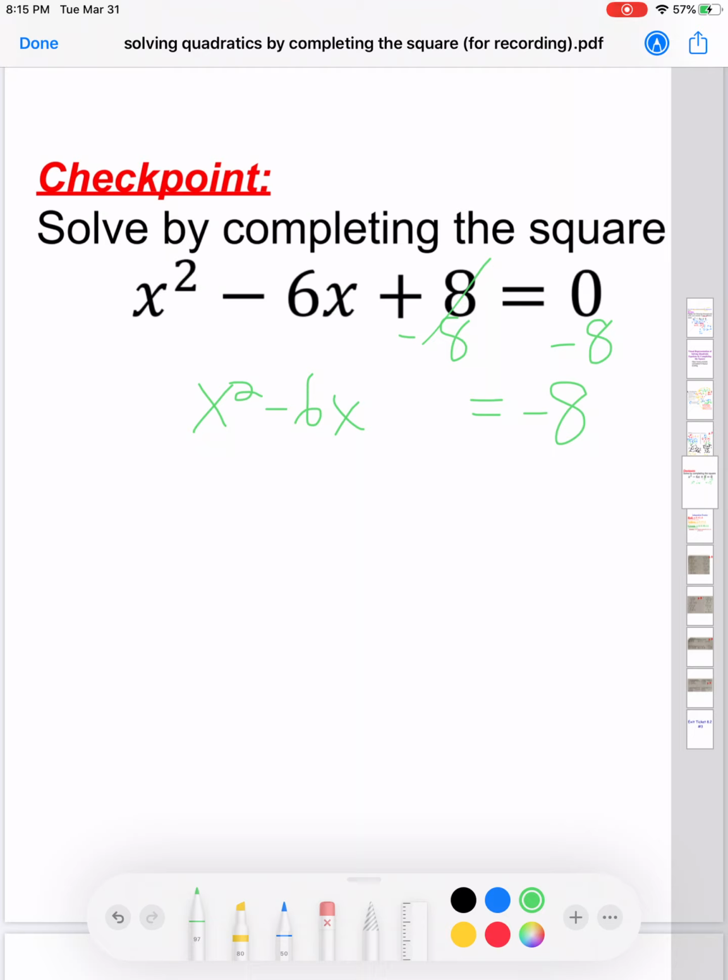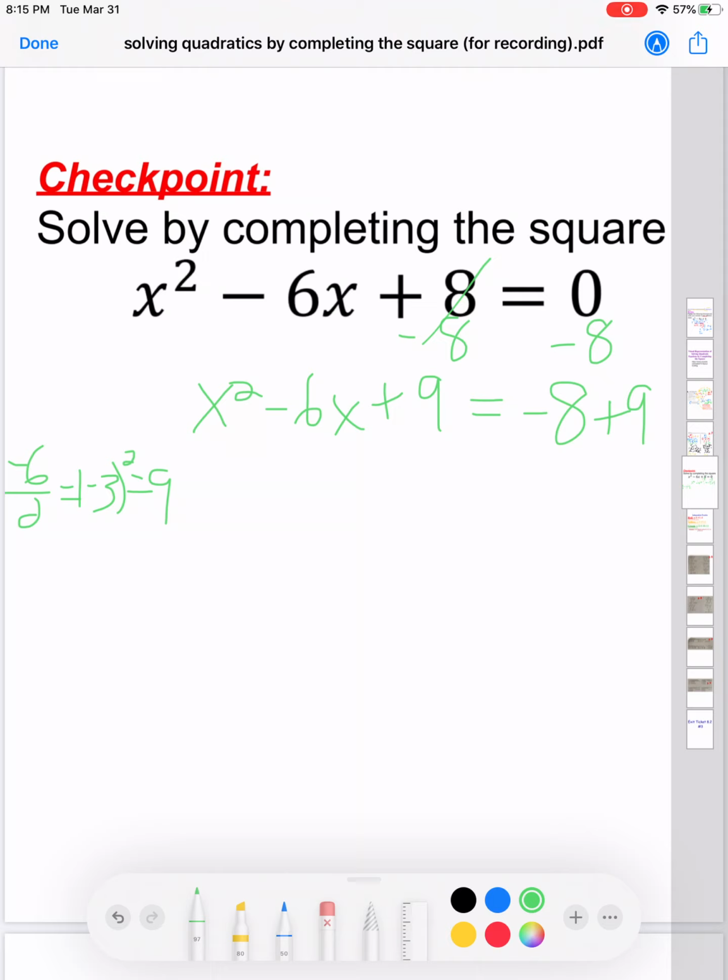Step 2 is half squared share. So you take your b term, which was negative 6. You take half of that, which is negative 3. You square it, which is positive 9. And then you share it, meaning you add that number to both sides.